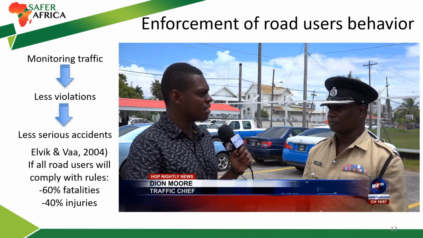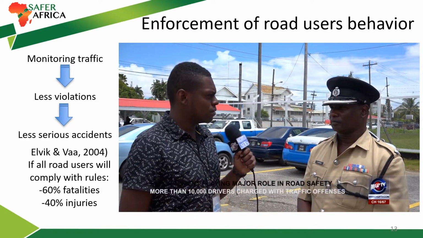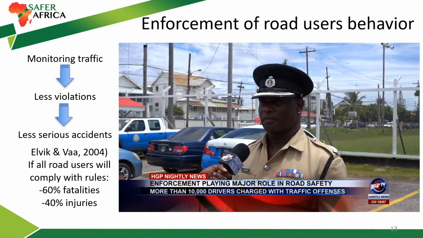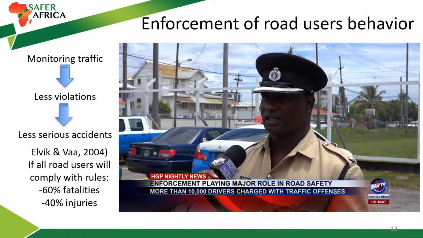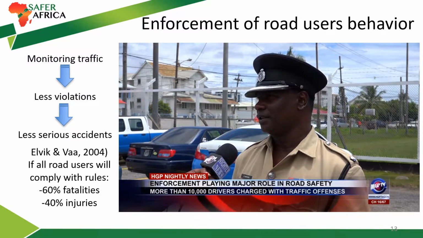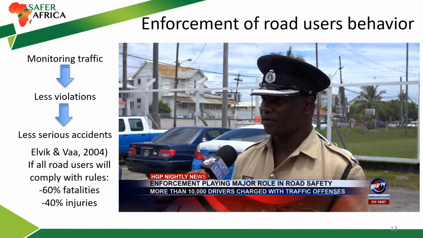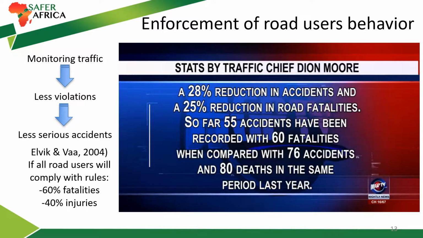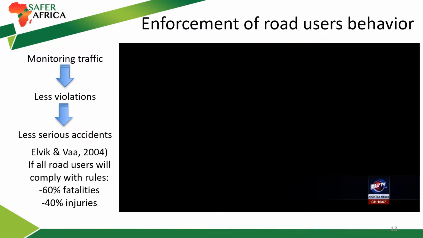Has that played an impact in the way people adhere to traffic rules? Yes, one of the most significant things in traffic is the enforcement. That is what helps persons to come to grips, to understand the need for them to practice road safety. Without enforcement, a lot of these drivers would choose to do otherwise. They choose to do all sorts of things. So enforcement is one of our priorities, coupled with education as well. The figures to date show a 28% reduction in accidents and a 25% reduction in road fatalities. So far, 55 accidents have been recorded, with 6 fatalities, compared to 76 accidents and 8 deaths in the same period last year. Javon Vicker, HGP Nightly News.